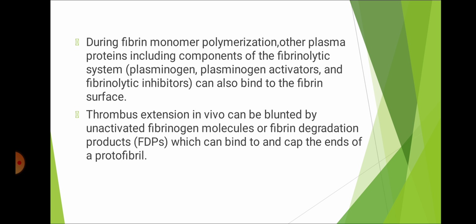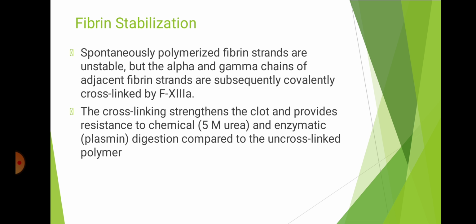During fibrin monomer polymerization, other plasma proteins, including components of the fibrinolytic system, that is plasminogen activators and fibrinolytic inhibitors, can also bind to the fibrin surface. Thrombin extension in vivo can be blunted by unactivated fibrinogen molecules or fibrin degradation products, which can bind to and cap the ends of protofibrils.